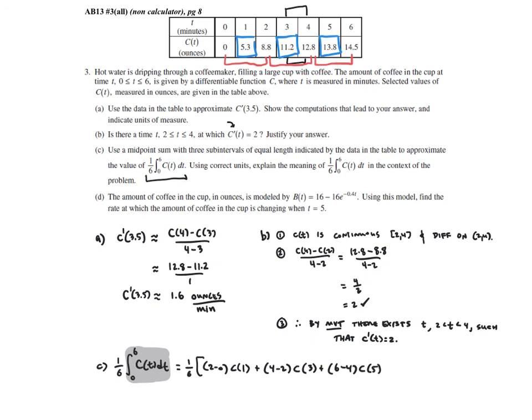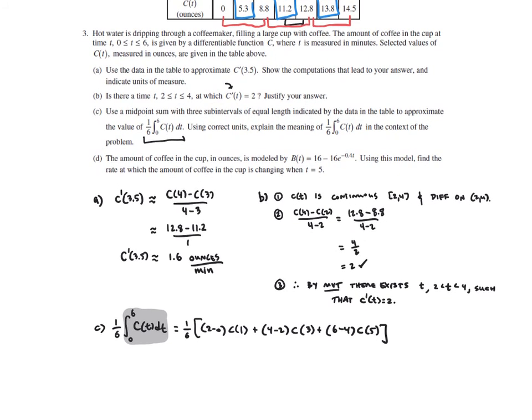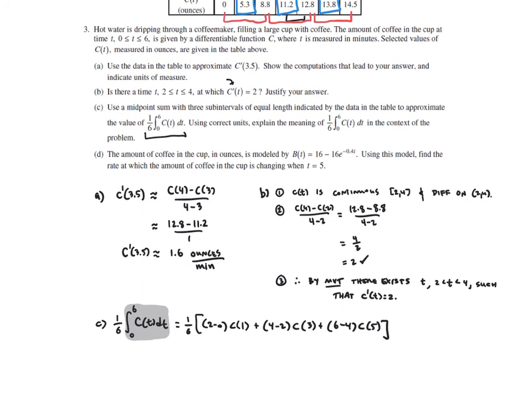So notice how each of these intervals, right, 0 to 2, midpoint is 1. 2 to 4, midpoint is 3. 4 to 6, midpoint is 5. What we're going to do is we're approximating the average amount of coffee in the mug during that time frame. Okay, so I just got to do a little bit of work here.